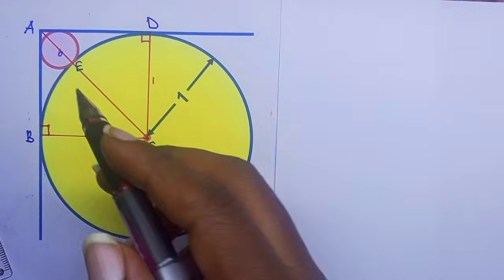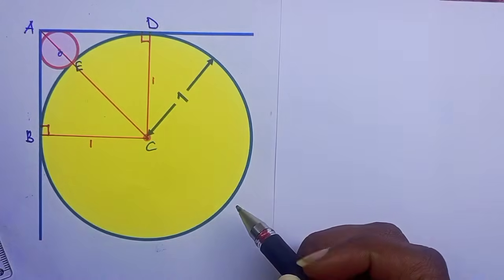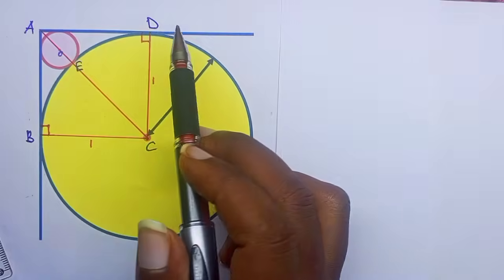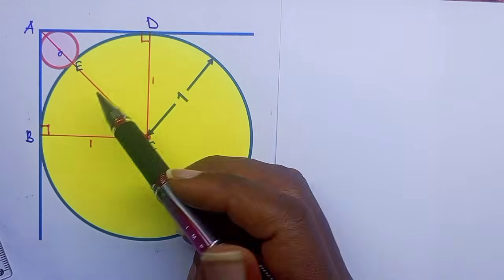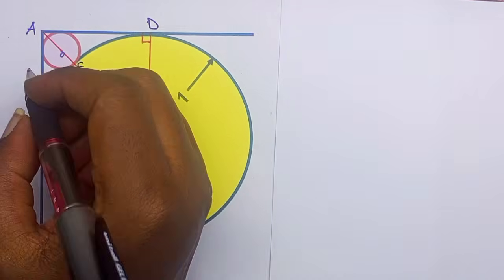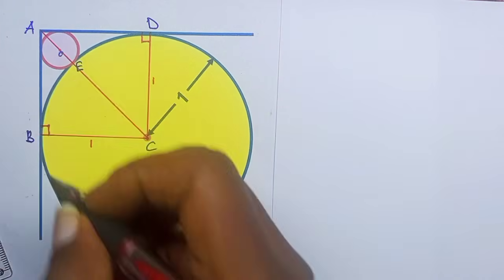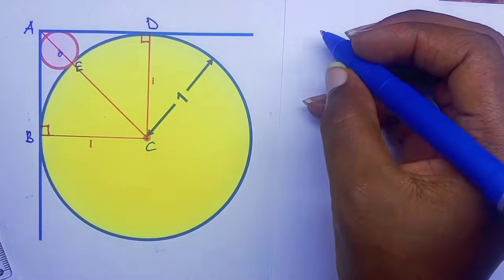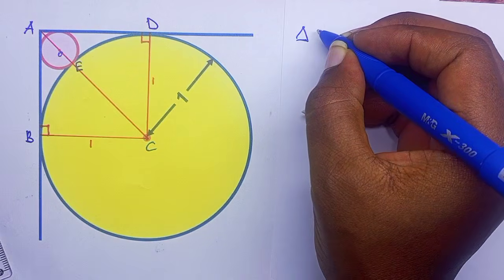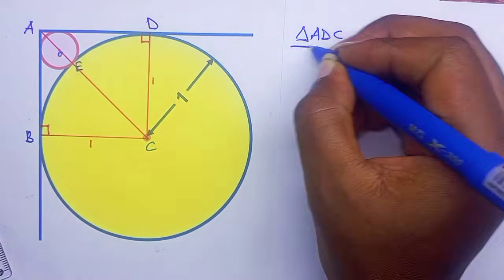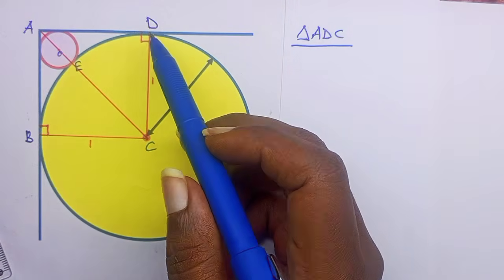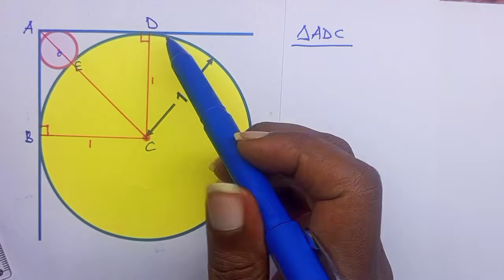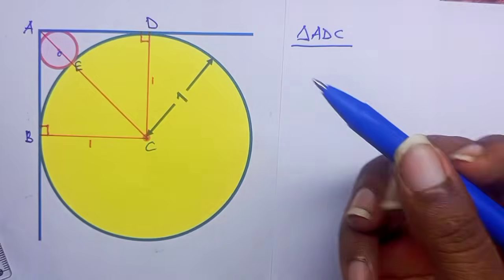Now we can see that ABCD is a square. So side AB is equal to AD, which is equal to DC, which is equal to BC. And we know that this is 1. So also this side AB is 1, and also AD is 1. Now focusing on triangle ADC, we can see that it's a right triangle. AD is 1, DC is 1, this is 90 degrees. So we want to find the value of AC.